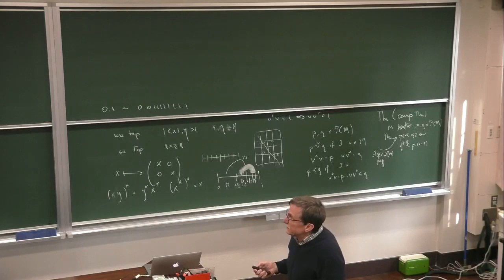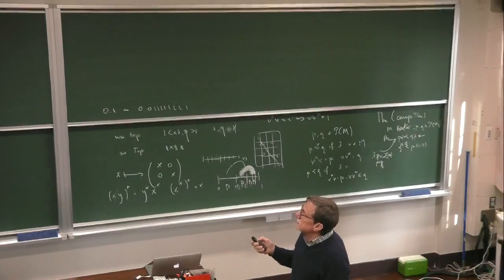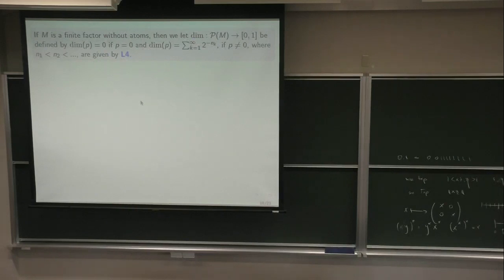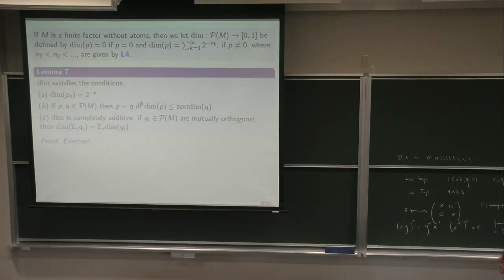Now, if M is a finite factor without atoms, then we let dim be this map from the projections of M into [0,1], defined by the dimension of 0 is 0, and the dimension of P is this sum, where these n1 and n2 are given by lemma 4, because remember, that was unique, okay? So this is your trace, it's a dimension function. Well, it's clear that it satisfies these properties. Actually, it's an exercise, it's a bit tedious, but it's really feasible, okay? So it satisfies this property.